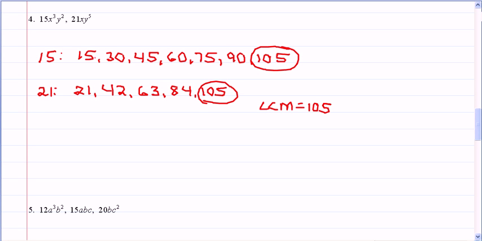Then I look back at my x's, and I have an x cubed and an x to the first. So for least common multiples, we want the higher of the two powers, which is x cubed. And then I go back and look at my y's. I have y squared and y to the fifth. The higher of the two powers is 5, so my least common multiple is 105 x cubed y to the fifth.